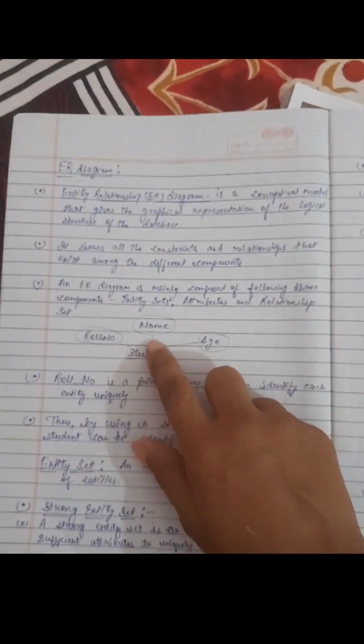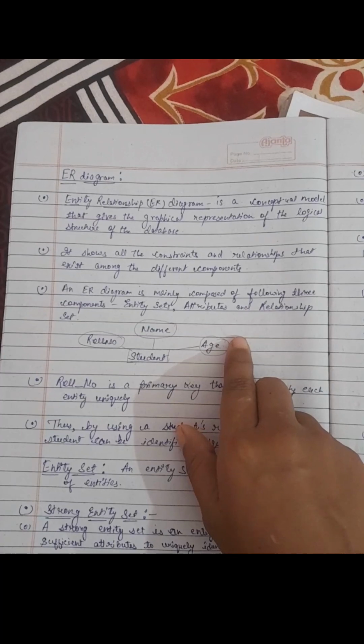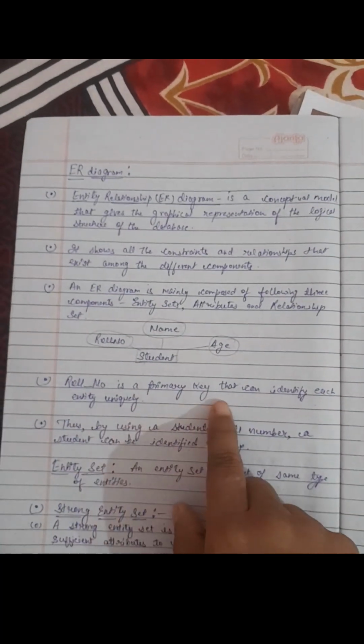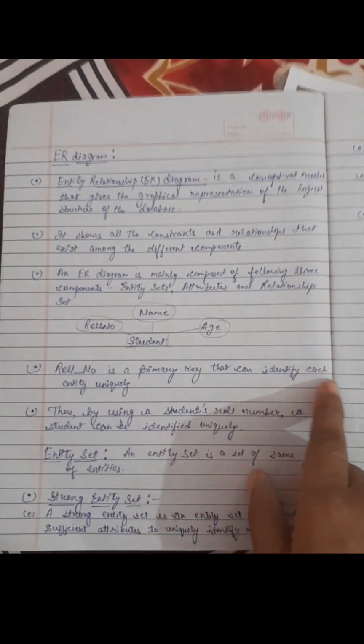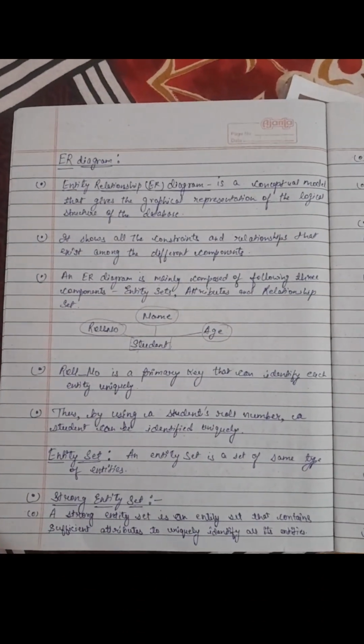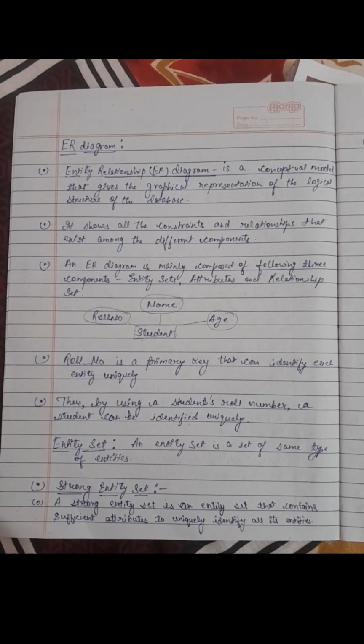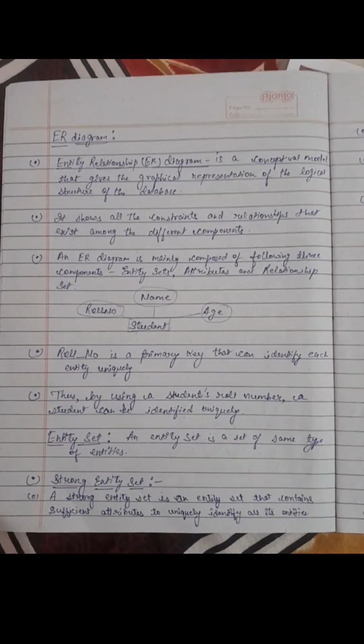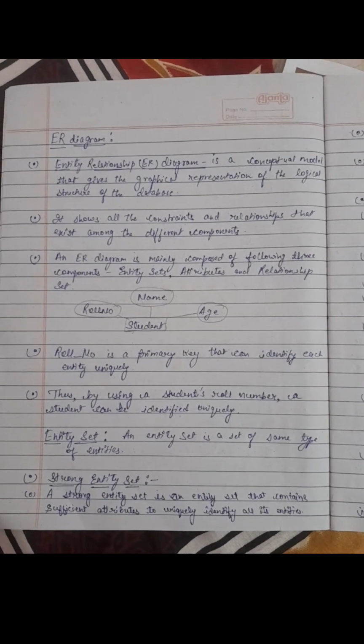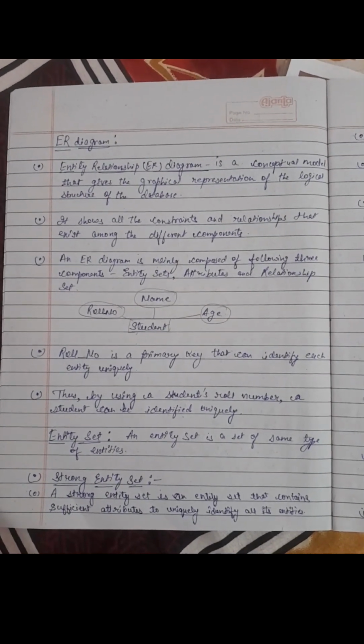Student roll number, student name, and student age are important. Roll number is a primary key that can identify each entity uniquely. Thus, by using a student's roll number, a student can be identified uniquely. Entity set. An entity set is a set of same type of entities.